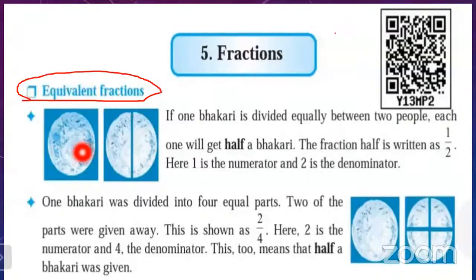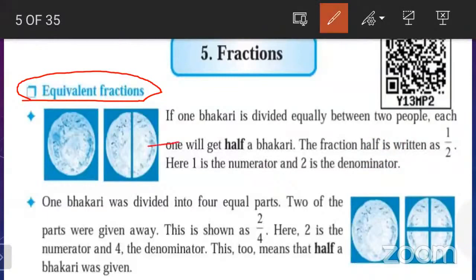Look at here. The one bhakri which is divided here into the two equal parts, and it is divided equally between two people. Each one will get half a bhakri. Okay, so this one half will get one person, and this another half will get another person. So the fraction half is written as 1/2. And we have learned this, that whenever there is half, we write it 1/2.